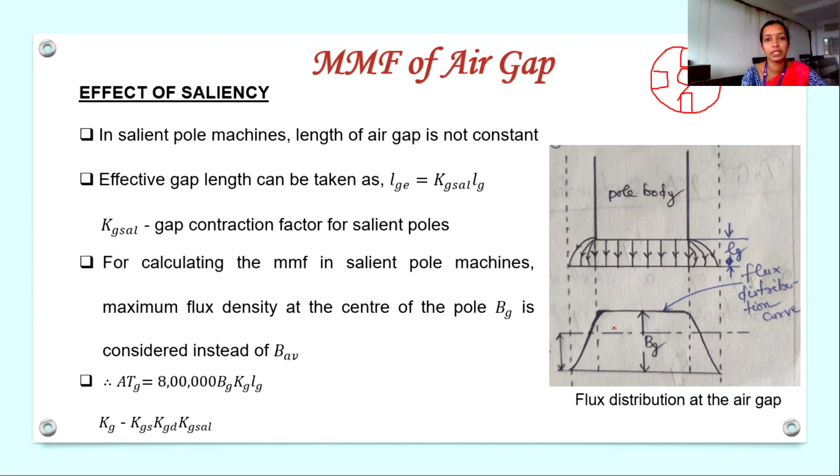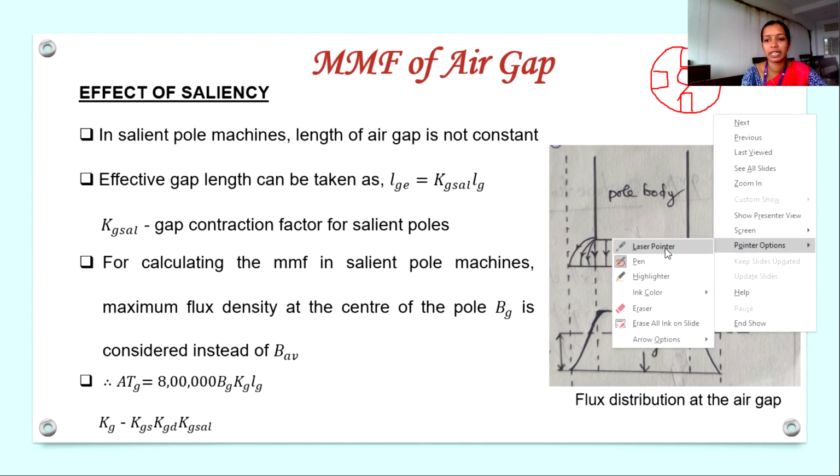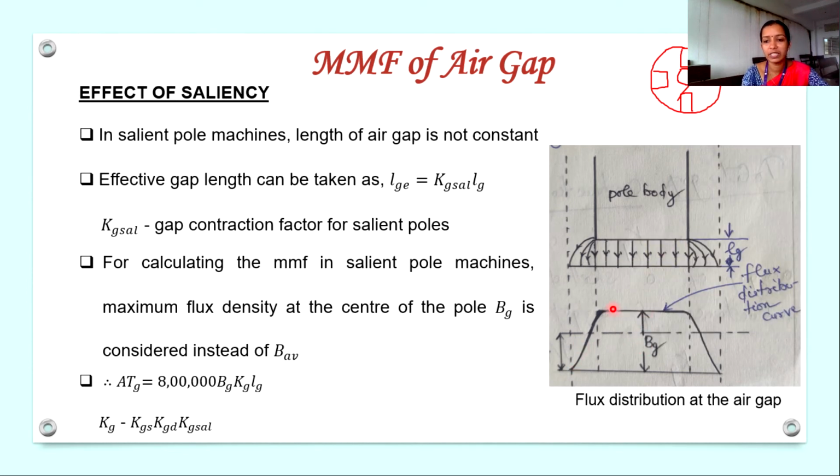So this will be the flux distribution curve, and the maximum value of flux density is denoted as Bg here, and the average value of this flux density is B average, that is denoted here. Now in case of salient pole machines, the effective gap length Lge is taken as kg sal into Lg. So kg sal is the gap contraction factor for salient poles. While taking the effective length, we have to consider the effect of saliency also.